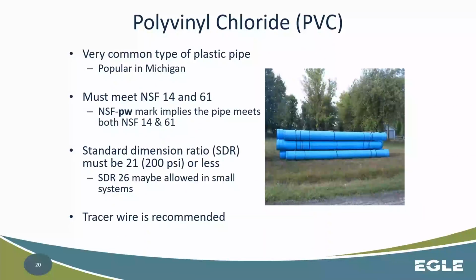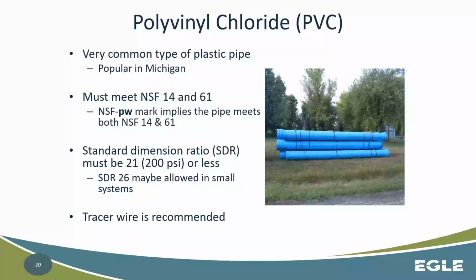Another pipe material here, we've got PVC, polyvinyl chloride, also a very common pipe material here in Michigan. One of the things you have to meet, and I think we already kind of discussed this, is certain standards. NSF 14 and NSF 61 are the big ones you're going to be paying attention to. If it has that NSF PW or potable water stamp, that basically means it's meeting both of those standards. One thing unique with PVC and plastic pipe in general is the SDR, standard dimension ratio, and it must be, in this case, 21 or less.